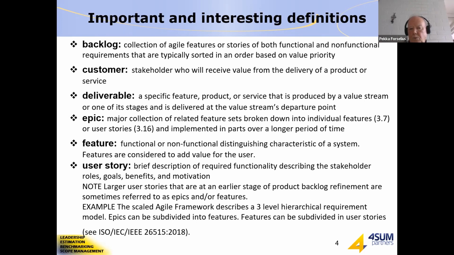And then the definition for user story. Brief description of required functionality, describing the stakeholder roles, goals, benefits, and motivation. I can tell you that I have seen a lot of user stories not including all of that information. But anyways, larger user stories that are at an earlier stage of product backlog are sometimes referred to as epics and or features. So when the definitions already say that you can call anything a feature or user story or epic, that's very confusing. But anyways, these are from the ISO draft standard.